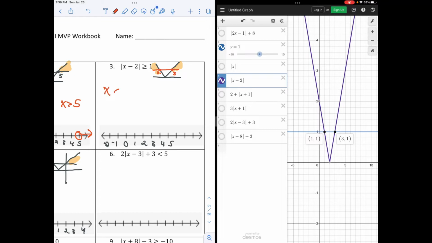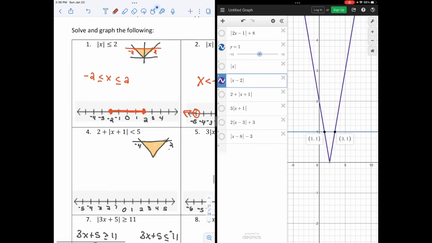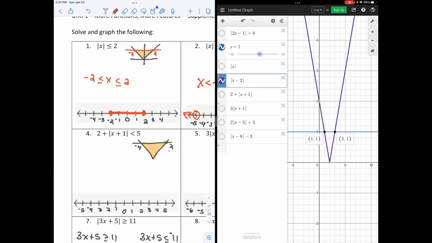So we see that it makes a disjunction again. So where x is less than 1, or x is greater than 3, greater than or equal to, because of that. And so x is less than or equal to 1. I'm going to put a closed circle on 1 and shade to the left. I'm going to put a closed circle on 3 and shade to the right. And that's how we do those. So it's very similar to what we did before.